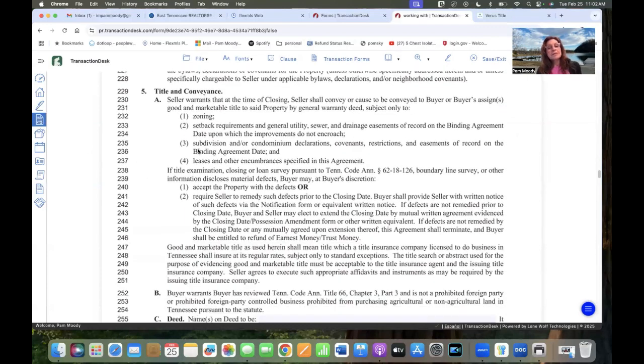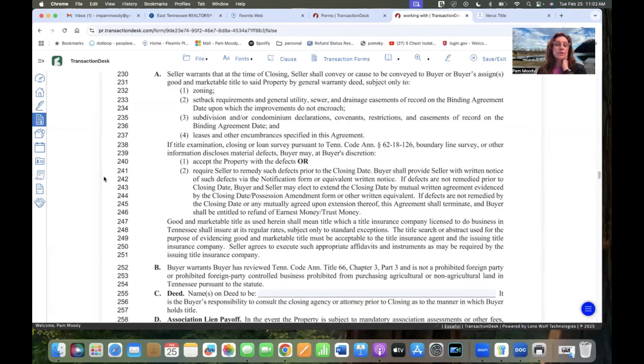Title and conveyance. Seller warrants that at the time of closing, seller shall convey or cause to be conveyed to buyer or buyer's assigns good and marketable title to said property by general warranty deed subject only to zoning, setback requirements and general utility, sewer and drainage easements of record on the binding agreement date upon which the improvements do not encroach, subdivision and or condominium declarations, covenants, restrictions, and easements of record on the binding agreement date, and leases and other encumbrances specified in this agreement.